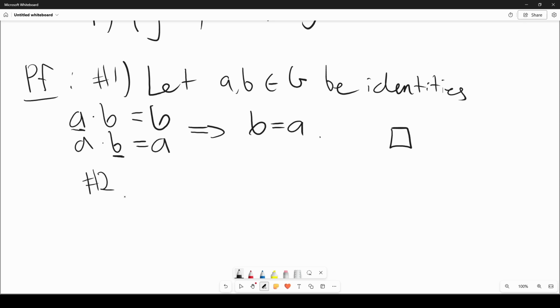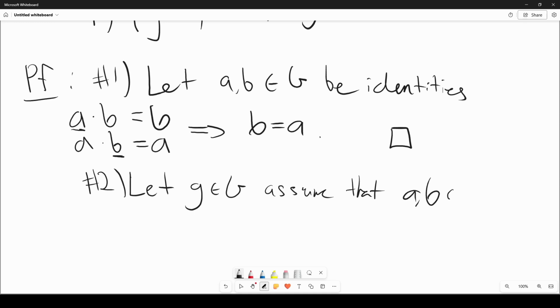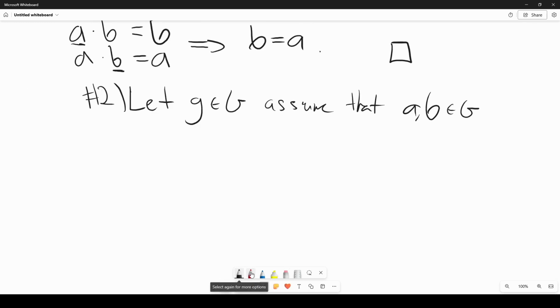Okay, proof of number 2. We want to show that the inverse is unique. So let G be a group element and assume that A and B in G are inverses of G, which means that G times A equals 1 and G times B equals 1. Okay. So what we're going to do is exploit that both A and B are inverses of G.